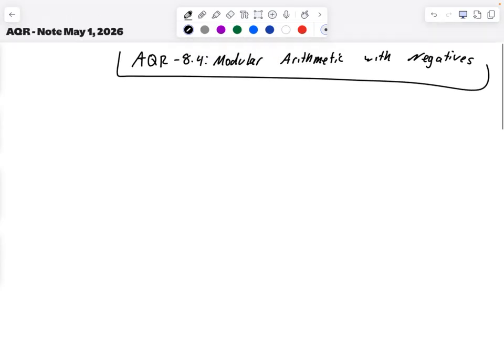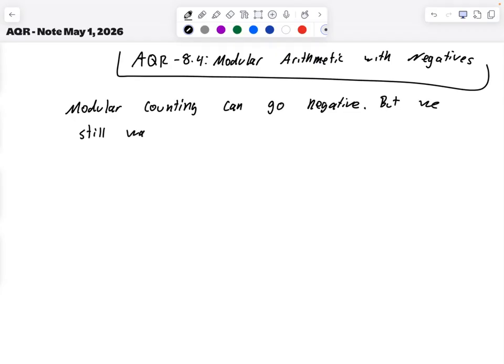So, modular counting can go negative. But we still want the lowest positive modular congruence.